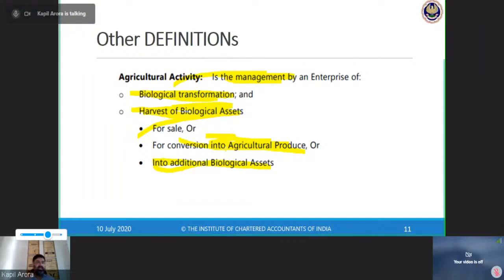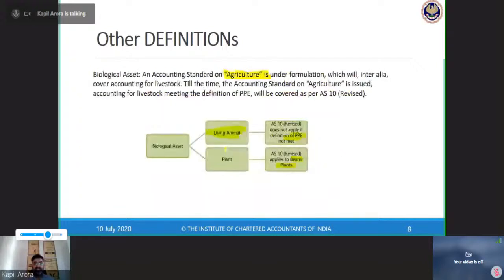I think you are missing one thing here. We mentioned that a living animal will not be considered under AS10 if the definition doesn't meet. Right? So we need to see, just for the purpose of at what value you are going to record these assets. That is the reason we are taking the guidance from property, plant and equipment. Right?